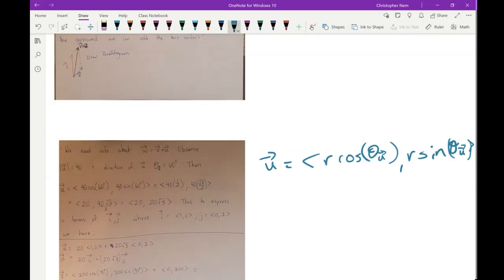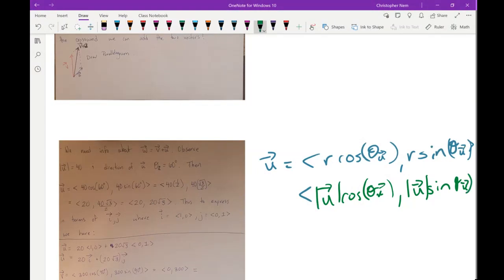Now, our modulus is actually called our magnitude in this case. So it's going to be the magnitude of u times cosine of theta u, and then the magnitude of u times sine of theta u. So you need to have that filled in, and then we can just plug it in. We get 40 cosine of 60 degrees. Make sure your calculator is in degree mode. And 40 sine of 60 degrees.